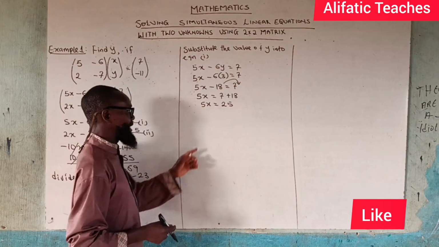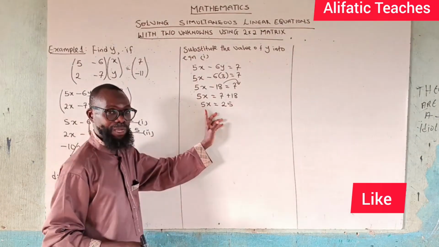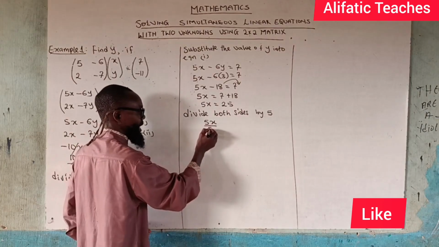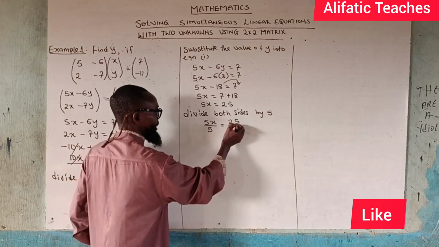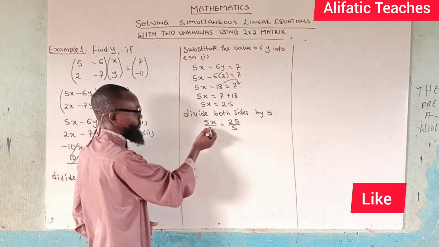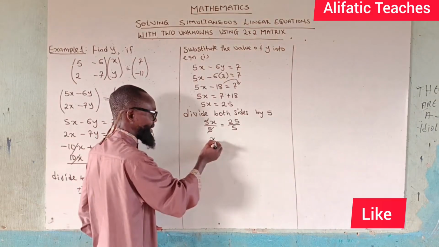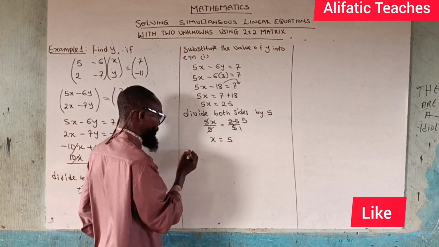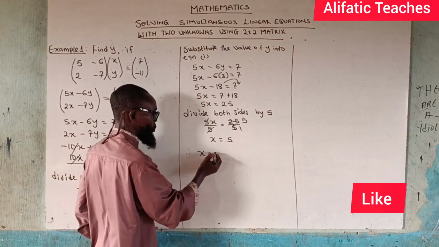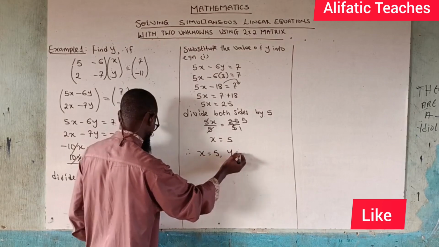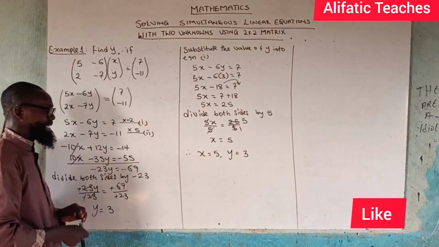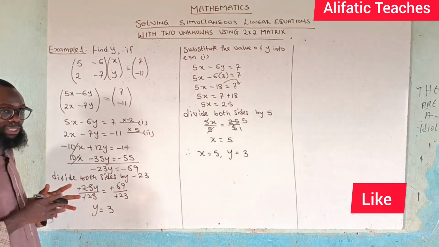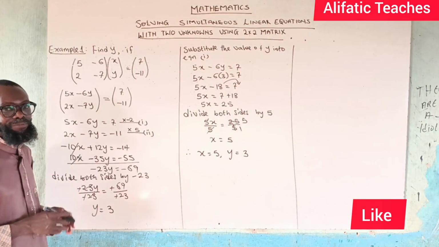So here, to get your x, you divide both sides by 5. Then 5x divided by 5 is equals to 25 divided by 5. 5 goes in 5. We have x is out. 5 here 1, 5 here 5. So therefore, my x equals to 5. Then my y equals to 3. So that is how to solve for x and y using the matrix.